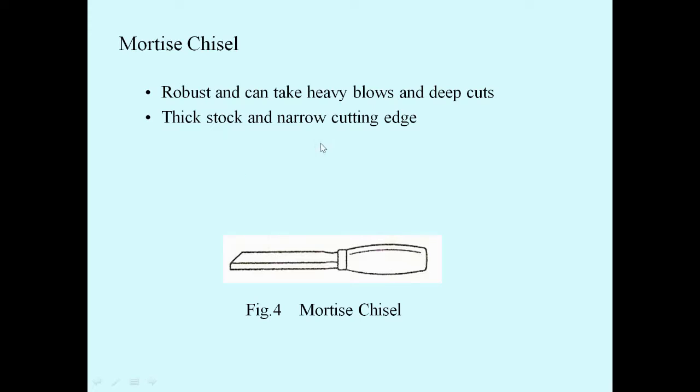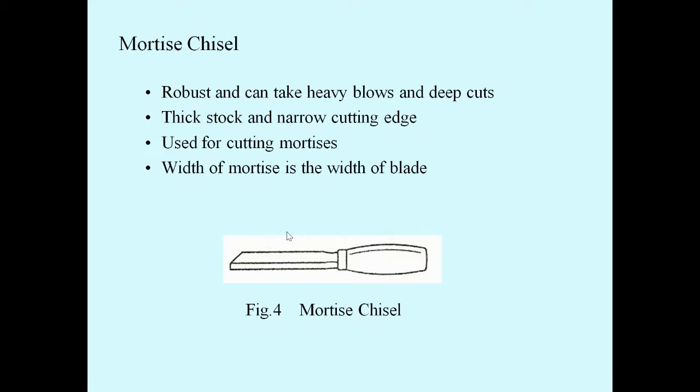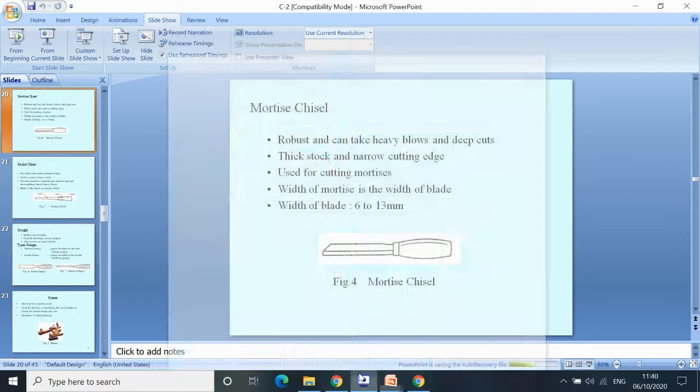Next, it has a thick stalk and a narrow cutting edge. This will be the stalk. It has a thick stalk and a narrow edge, and this chisel is used for cutting mortises. The width of the mortise is the width of the blade only. The width of the blade is about 6 to 13 mm.